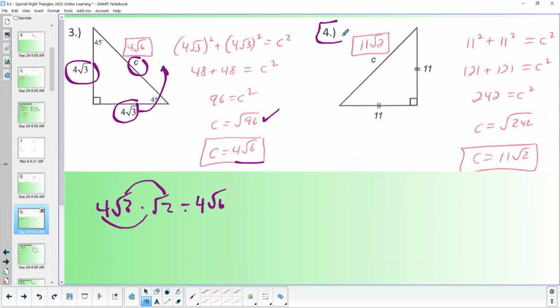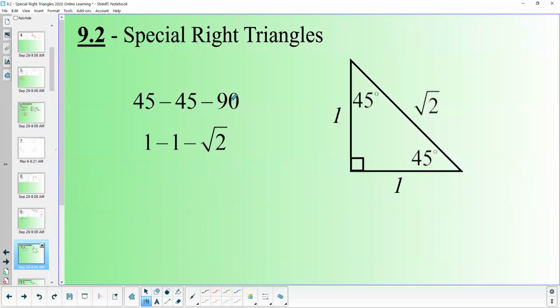And then number 4 was actually a little bit easier than 2 and 3. You do 11 squared plus 11 squared is equal to c squared. The annoying part about this is when you solve, you get the square root of 256, and that actually simplifies to 11 root 2. So again, it's the leg times root 2. And that is actually our second special triangle. These are called 45, 45, 90 triangles.